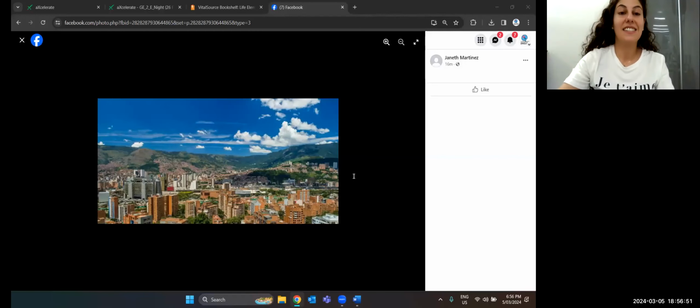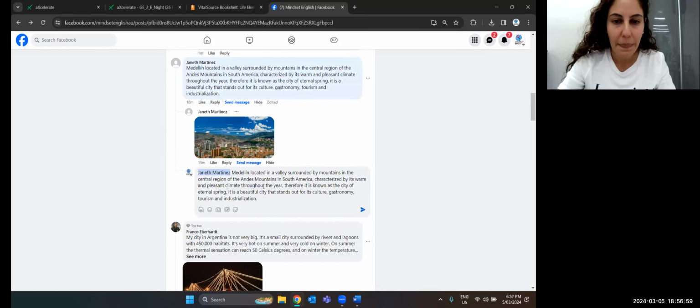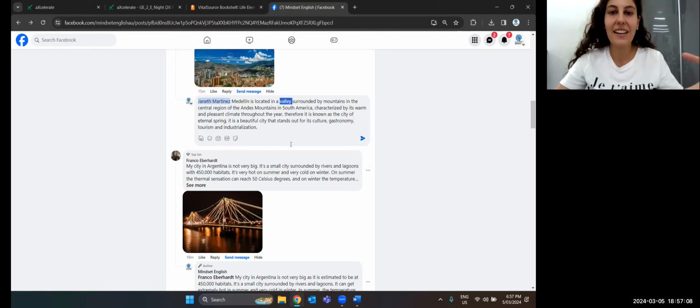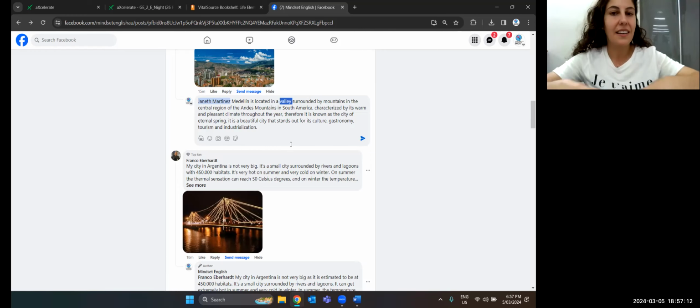Okay, so this is Yaneth's place that she is talking about. That's an image. And Yaneth says, Medellin is located in a valley. I like that. It's located in a valley. That means that there's like a hill here and there's a hill here. So it's like in a valley.